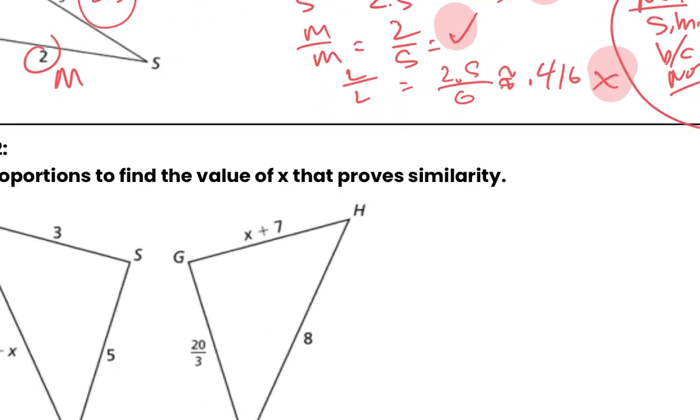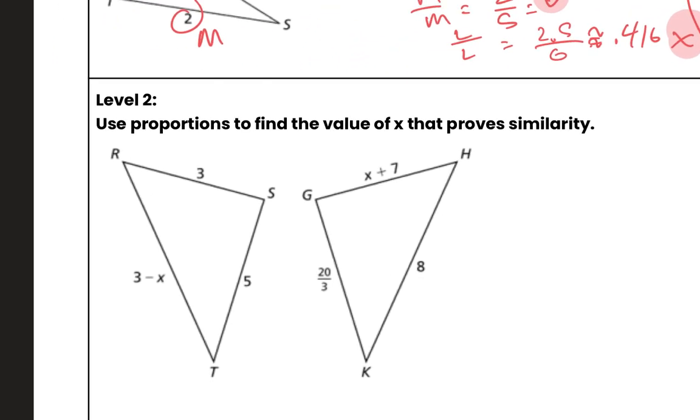All right, level 2. Okay, so use the proportions to find the value of x that proves similarity. Okay, so what do we know? We need to use proportions, right? So we know the proportions means something like this over that, right? So if those are the proportions, let's go ahead and fill it out.